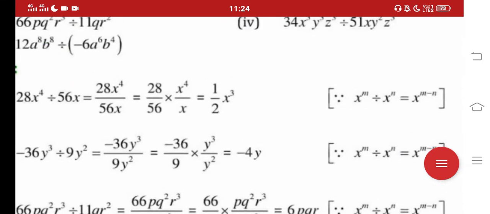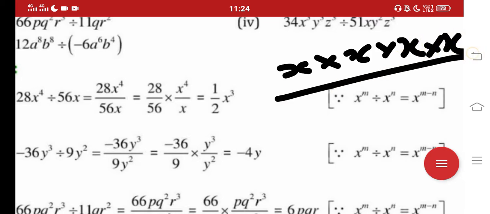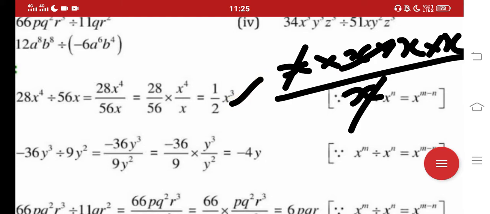Now when you cancel out, see, x to the power 4 means how many times x? x is written 4 times. And in the denominator, x is written how many times? In the denominator, x is written 1 time. So 1 x cancels out from both numerator and denominator. So how many x remain? Only 3 x remain, which means x cube. So here we have x cube remaining.